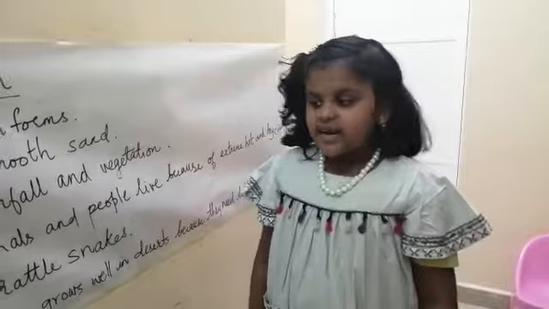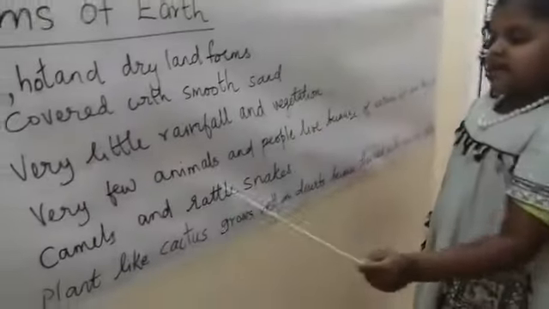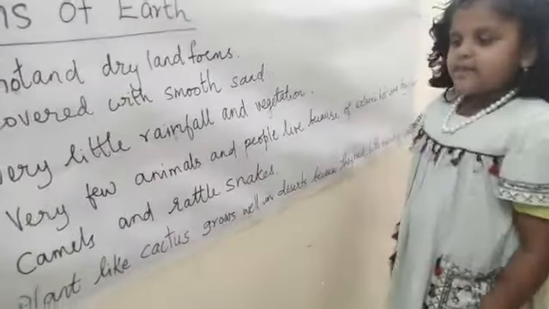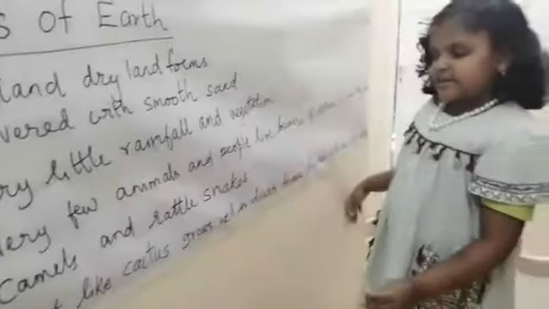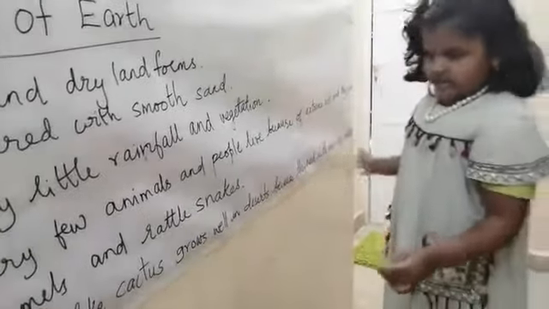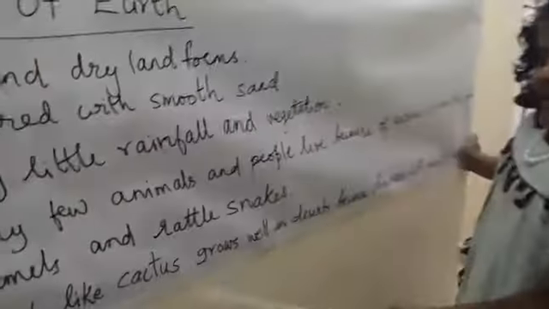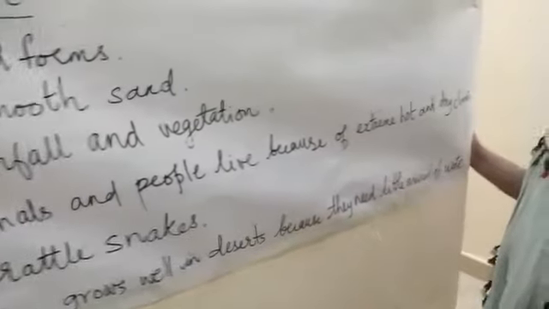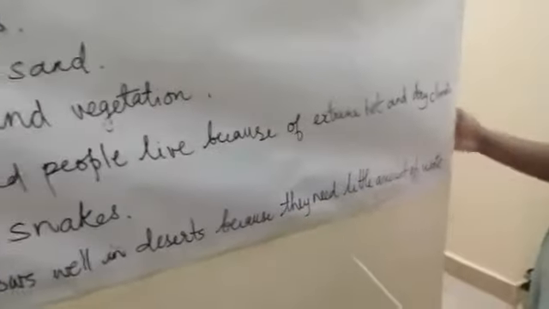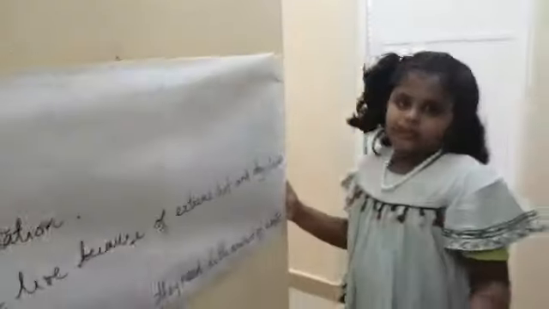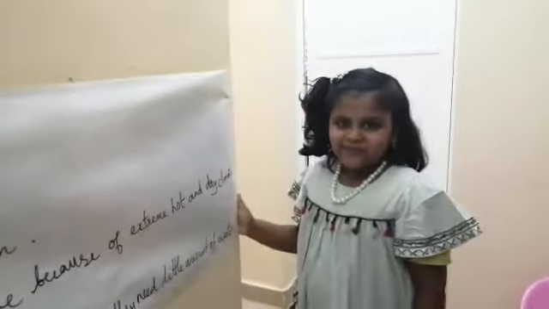The most common animals seen in the desert areas are camels and rattlesnakes. Plants like cactus grow well in desert areas because they need a little amount of water.